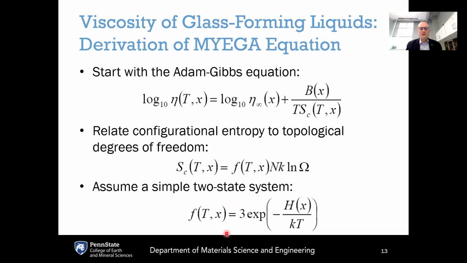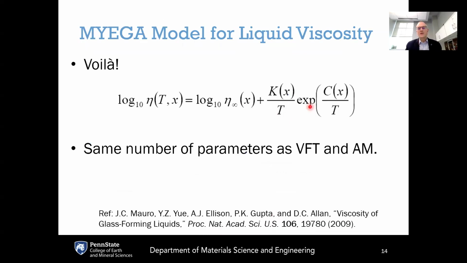So what we do is take this expression for the degrees of freedom, stick it into the expression for the configurational entropy, and then back into the Adam-Gibbs equation, collect all the unknowns together, and what we have is a new functional form for the temperature dependence of viscosity, which is the MYEGA equation published in Proceedings of the National Academy of Sciences in 2009. The equation is that the log of the viscosity is equal to the log of the infinite temperature viscosity plus some constant K over the temperature times e to the some other constant C over temperature. So it's the same number of constants as both the VFT equation and the Avramov-Milchev equation. We've got 1, 2, 3 unknown quantities.